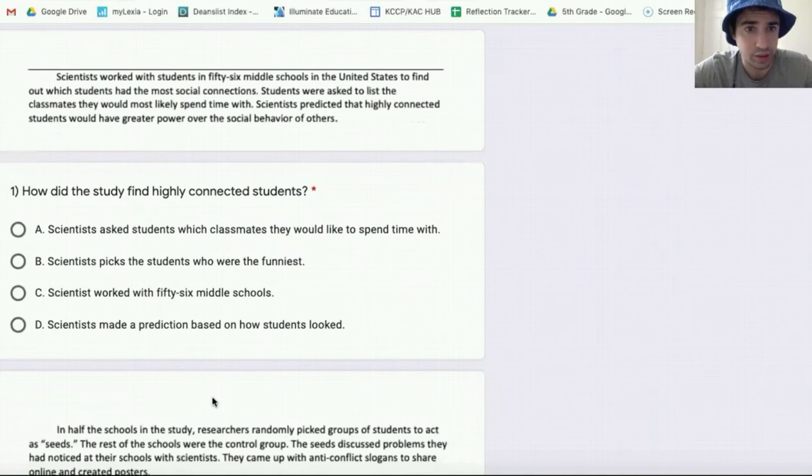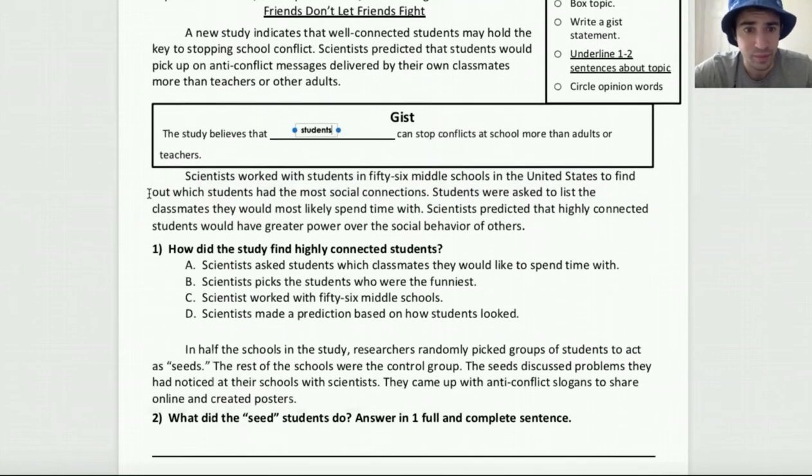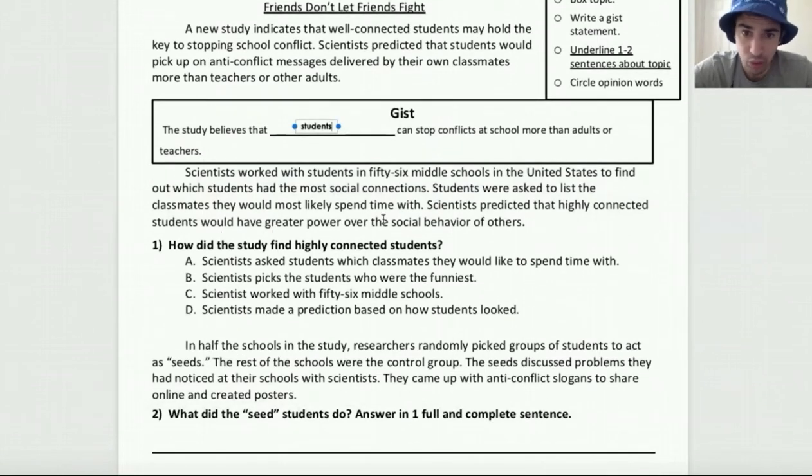Now we're going to work on this paragraph right here. Scientists work with students in 56 middle schools in the United States to find out which students had the most social connections. Students were asked to list classmates they would most likely spend time with. Students predicted that highly connected students would have greater power over the social behavior of others. Highly connected students, I think they mean people with lots of friends.